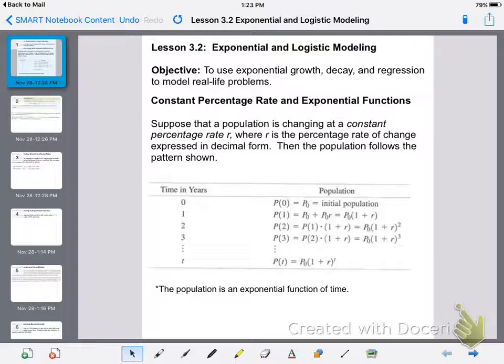All right, here is section 3.2. Now we're going to take our exponential functions and kind of do some modeling with it. We want to be able to use exponential growth, decay, and regression to model real-life problems.